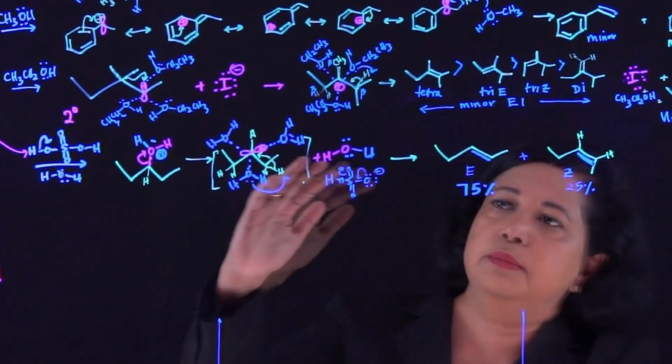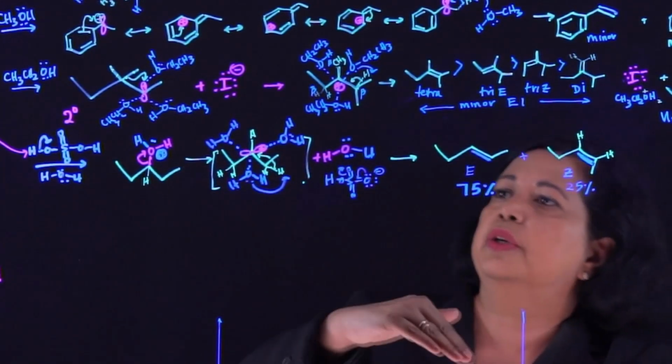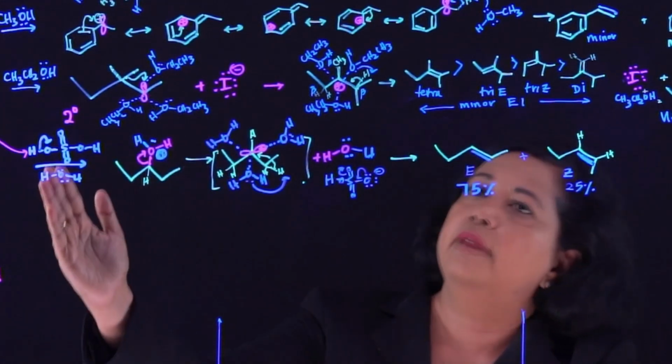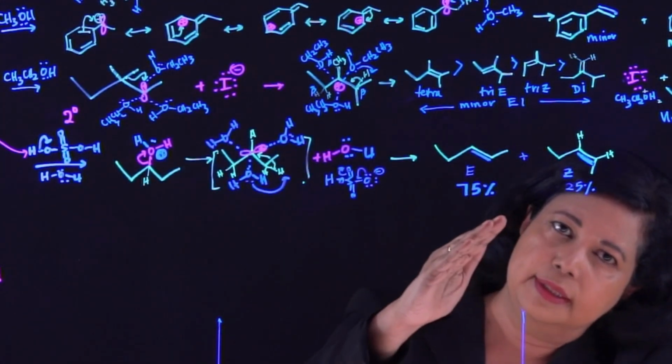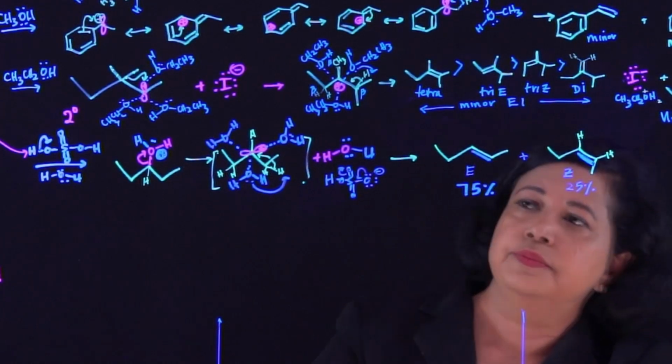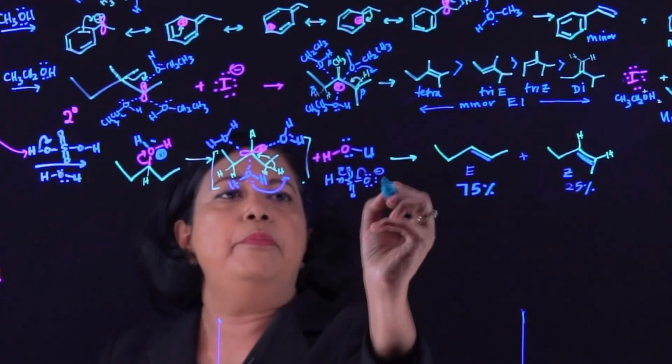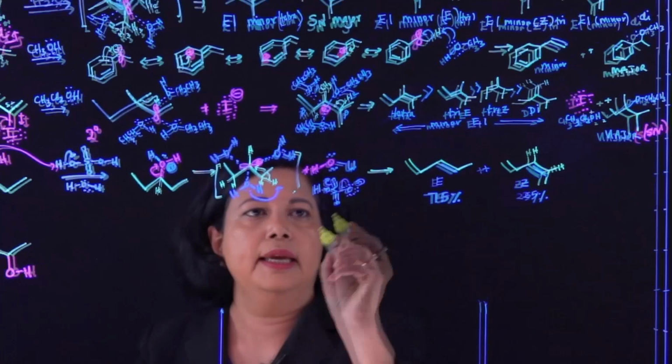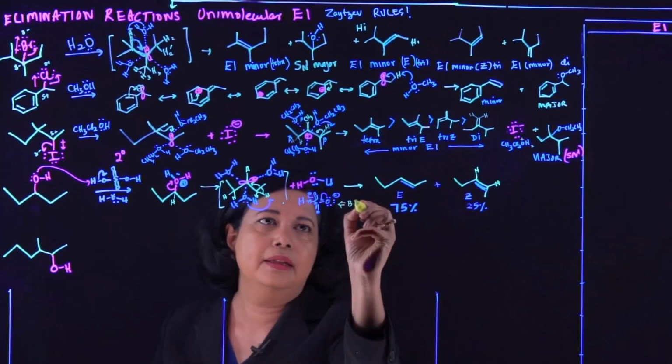You form an unstable product, which is high energy, then you're going to go back and form the more stable product. This is your thermodynamic sink. So this is a bad nucleophile, or poor nucleophile.